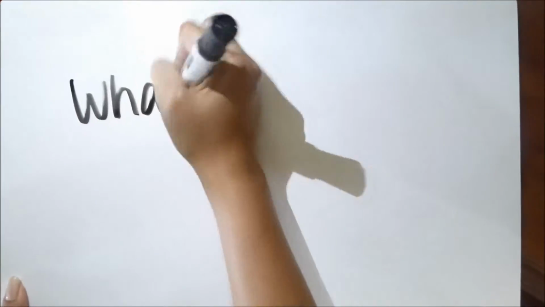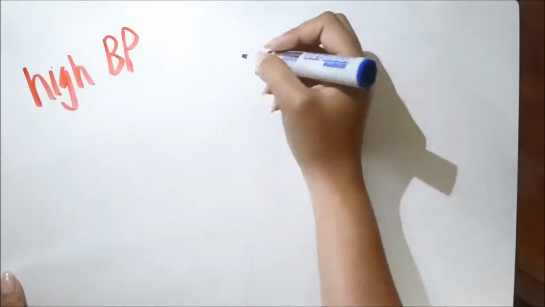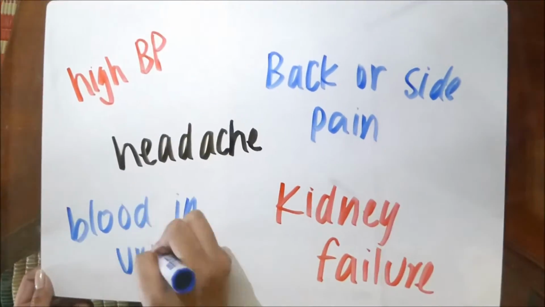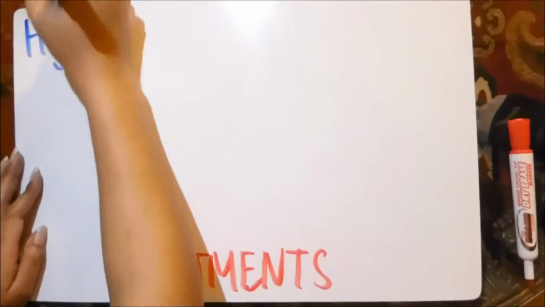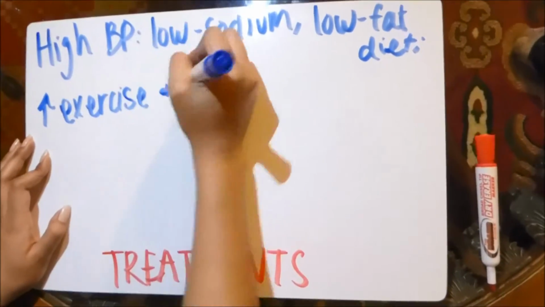What are the symptoms of polycystic kidney disease? The symptoms include high blood pressure, back or side pain, headache, kidney failure, blood in urine, and frequent urination. To treat high blood pressure, diet should include low sodium and low fat, and exercise should be increased as well as a decrease of stress.